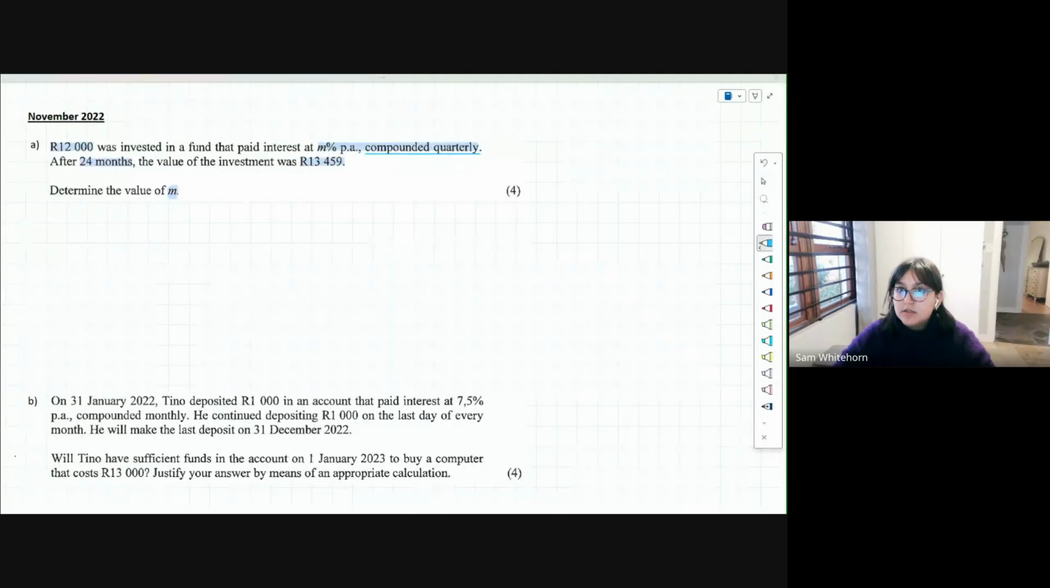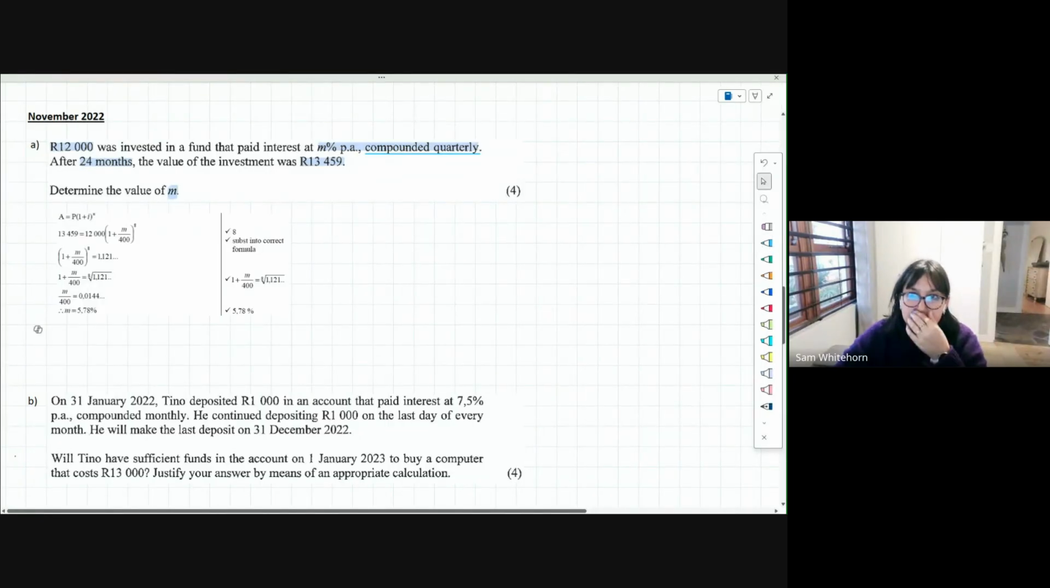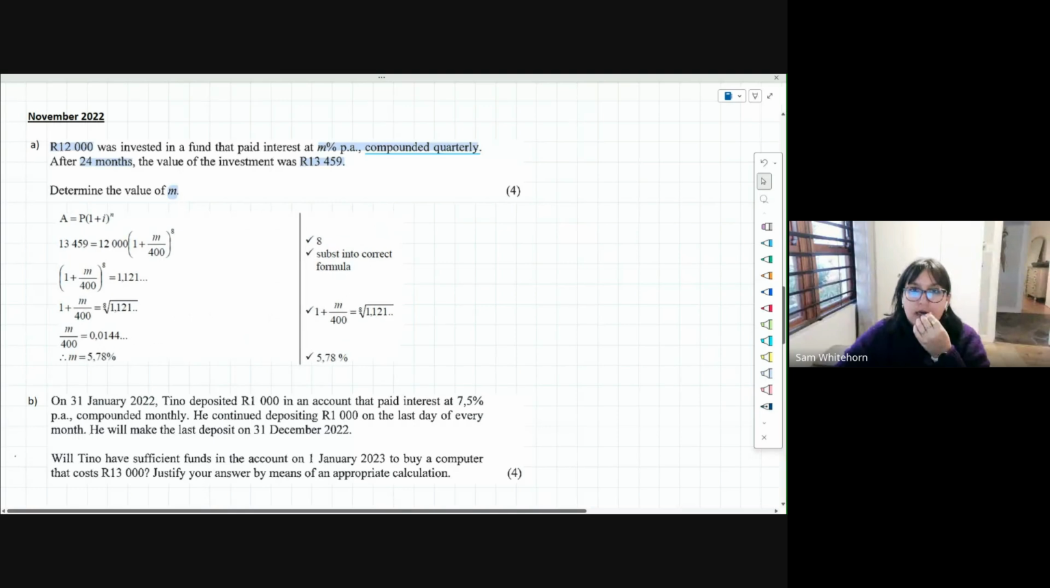So I've just done this so that you can see the mark allocation, because we know I forget to do mark allocations. Right, so this is how we would answer it. Remember, 24 months is 2 years. In 1 year you've got 4 quarters, so in 2 years you've got 8 quarters. So you can do it with the 24 months: there's 3 months per quarter, and 24 divided by 3 is 8. So you get 8 either way, depending on what you're comfortable with.